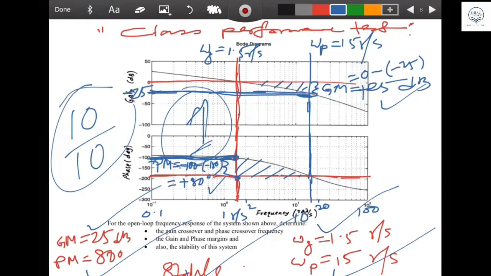Determination of transfer function from log magnitude curve. This is one of the most important applications of Bode plot. Note it down, determination of transfer function. That will be the next class. So we are going to do it. But before that, today I have to go for one more problem. I'll just show you and then I'll finish it.